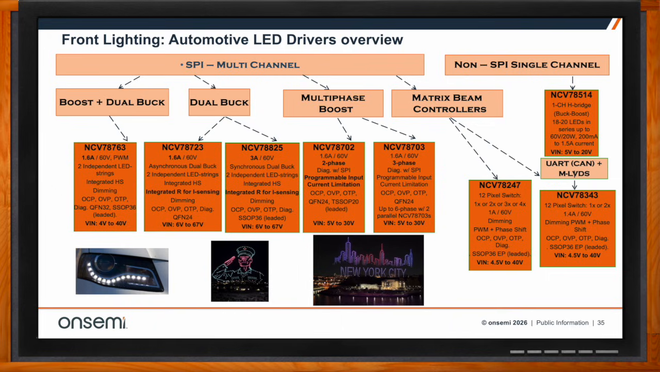And so what we have is for front lighting, automotive LED drivers, we have SPI multi-channel, which includes boosts and dual buck, multi-phase boosts, 2-phase and 3-phase, as well as matrix beam controllers. And the point is all these LED controllers, which are really designed for automotive, but it's a perfect fit for drones, they have very wide inputs. The VN inputs are very wide. Some are 6 volts to 67 volts, other are 4 to 40 volts. And anytime you see those wide inputs, it's a really good fit for anything that's powered by lithium ion battery packs, right? Because those batteries, once you're in mission mode, they never stay the same voltage, right?